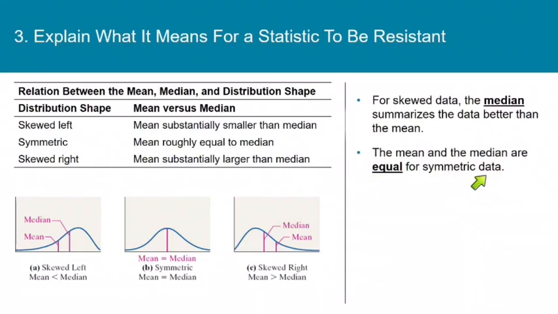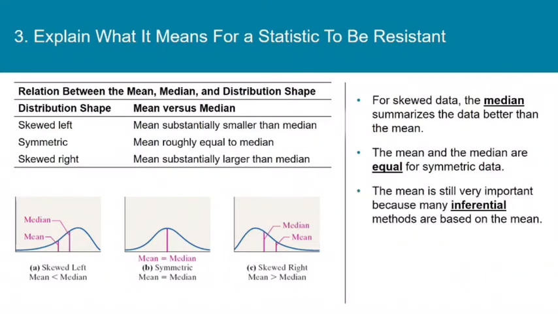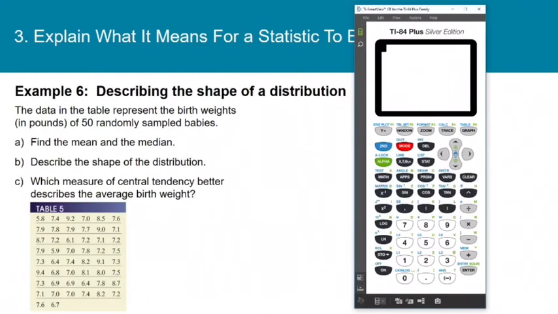So you may be asking yourself, if the median does a better job of summarizing skewed data, and either the mean or the median could be used to describe symmetric data, why even bother with the mean at all? And the answer is the mean is still very important because many inferential methods are based on the mean. So whenever a data set is skewed, we will use the median to describe the center of that data. But when a data set is symmetric or bell-shaped, we will use the mean to describe the center of that data. Now I want us to look at example 6 together.